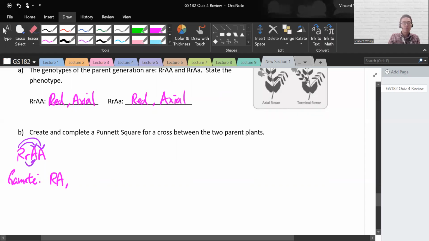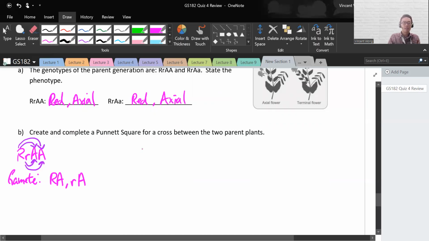Then you do it with a small R, big A. You're going to put it right here. And then you can do it one more time, and it's small R, big A again, right? You don't have to repeat the gametes. It's going to cut down your work substantially, okay, by not repeating yourself.